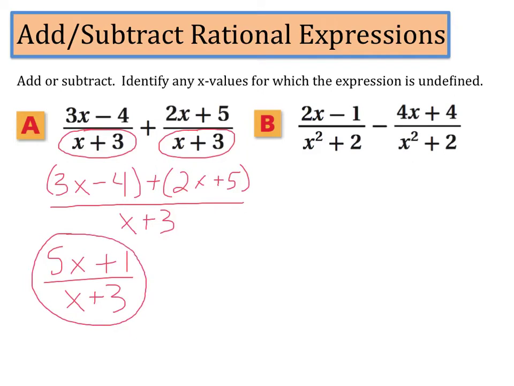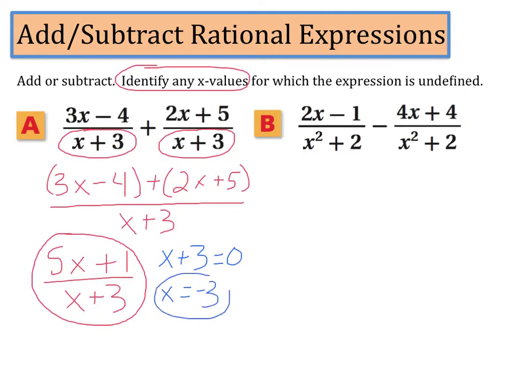The second part of this problem asks us to identify any x values for which the expression is undefined. So we know that to figure this out, we want to figure out what would make the denominator, which is x plus 3, equal 0. Well, if x equaled negative 3, the denominator would equal 0. Therefore, x cannot be negative 3 because if it was, the denominator would equal 0.